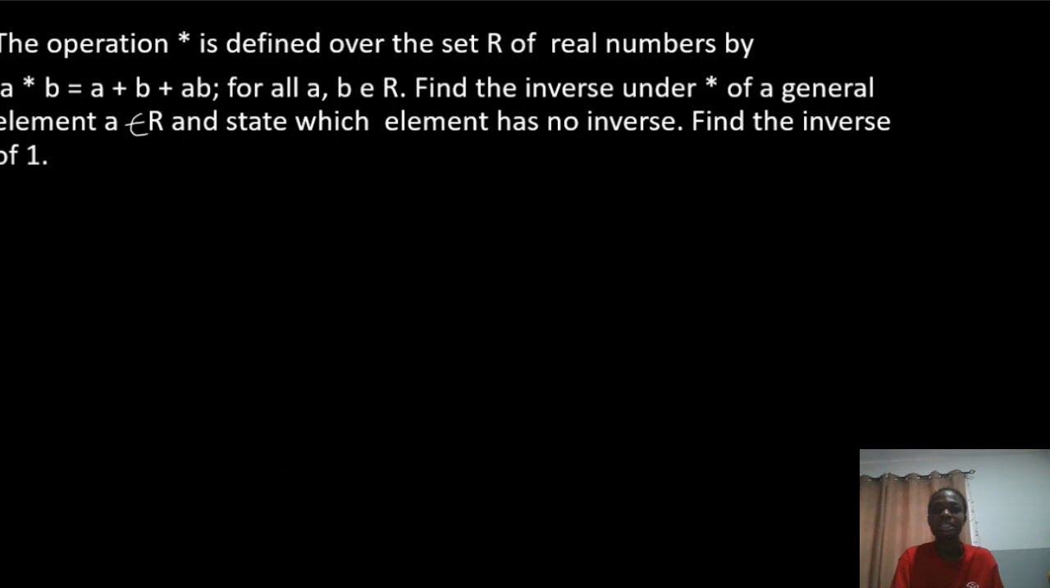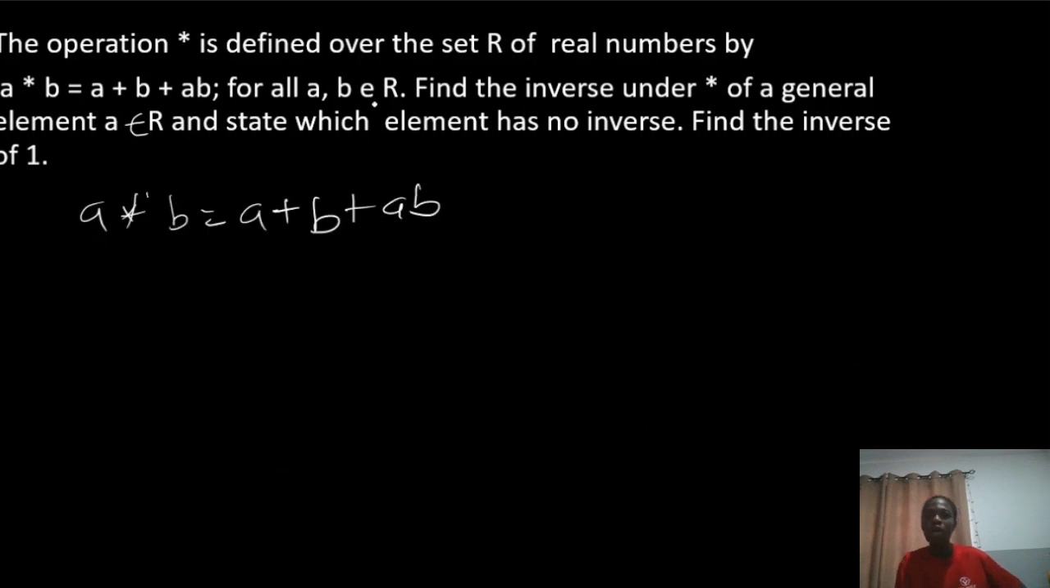So let's see this example. The operation star is defined over a set R of real numbers by A star B is equal to A plus B plus AB. So here we have A star B is to be equal to A plus B plus AB.